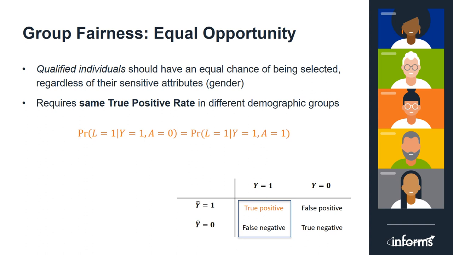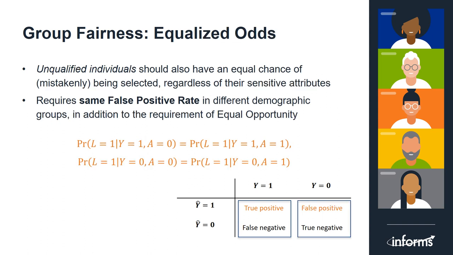That is, conditional on Y equaling 1, the probability of receiving a positive decision is the same for the male and female groups. Because the bank will grant loans to individuals who are predicted to repay, L equaling 1 is equivalent to Y hat equaling 1. So essentially, equal opportunity requires the same true positive rate in different demographic groups.